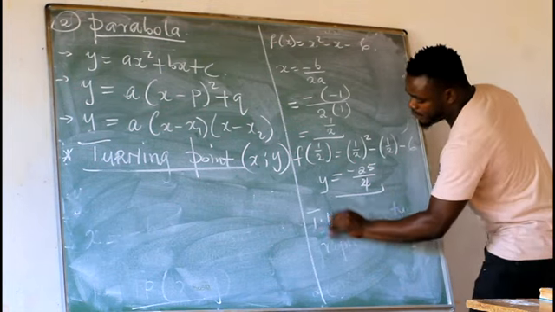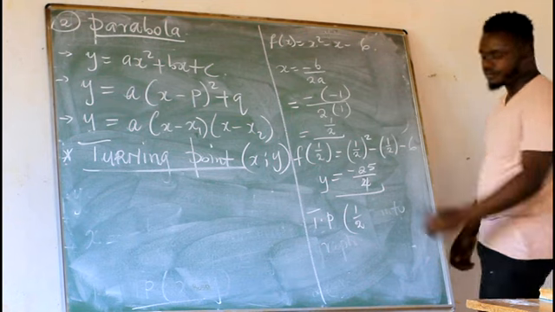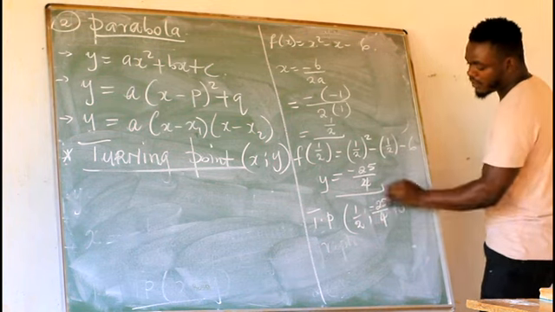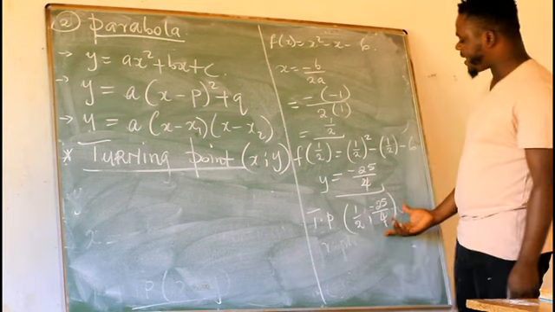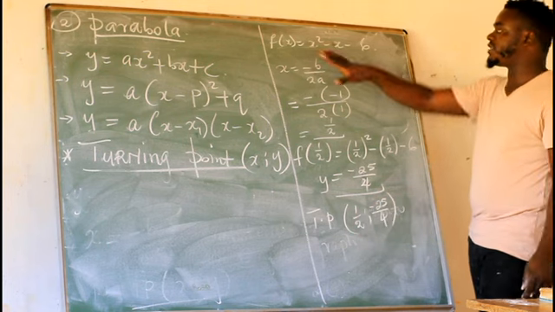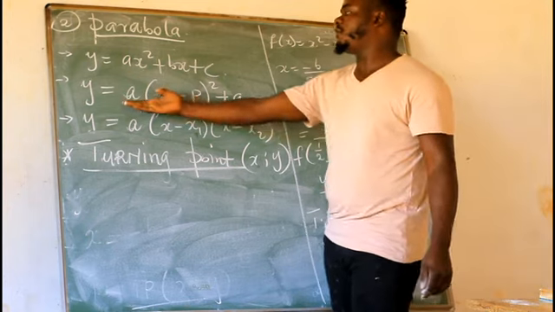Therefore, your turning point is going to be 1/2, that is the x value, and your y value is going to be −25/4. Are we together, guys? This is how you find the turning point, provided that your graph is in this form. How about the graph whenever it's in this form?